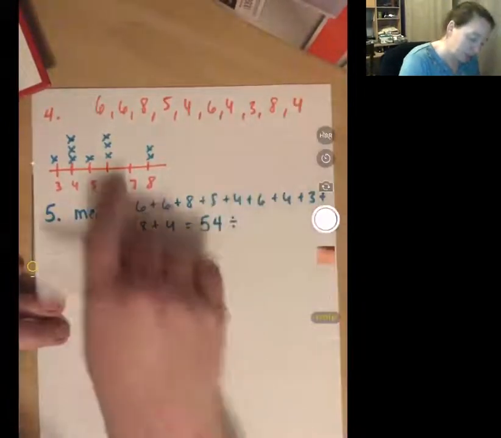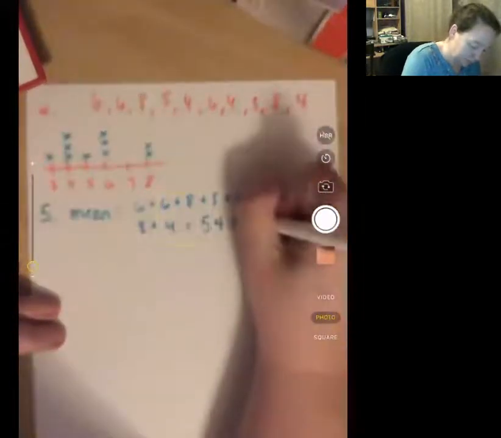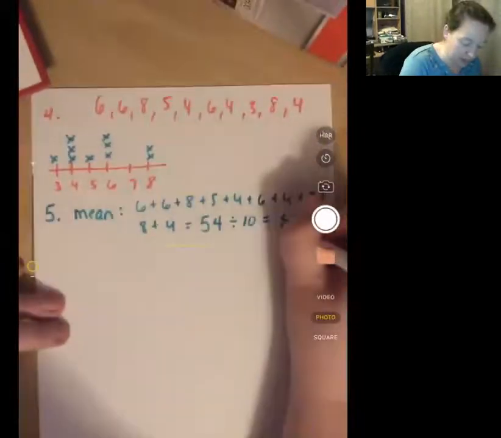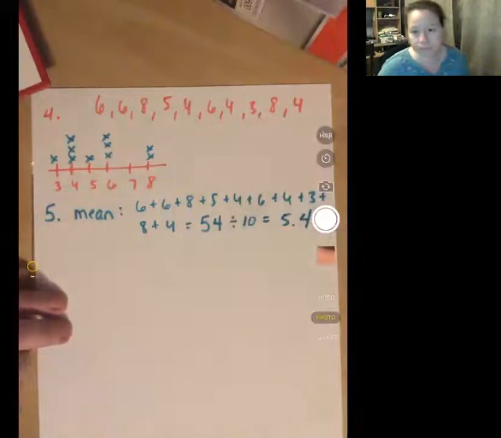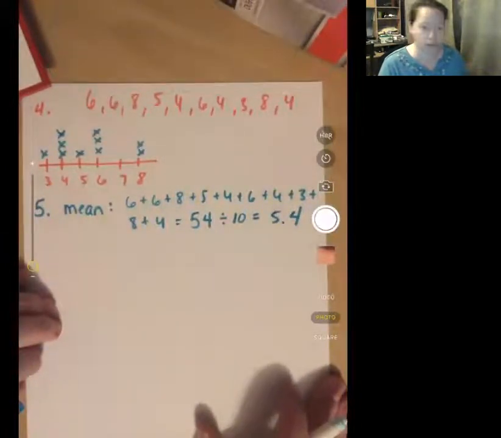Divided by 1, 2, 3, 4, 5, 6, 7, 8, 9, 10. 54 divided by 10 is 5.4, because the 0 says move it over 1 time. So that is our mean.